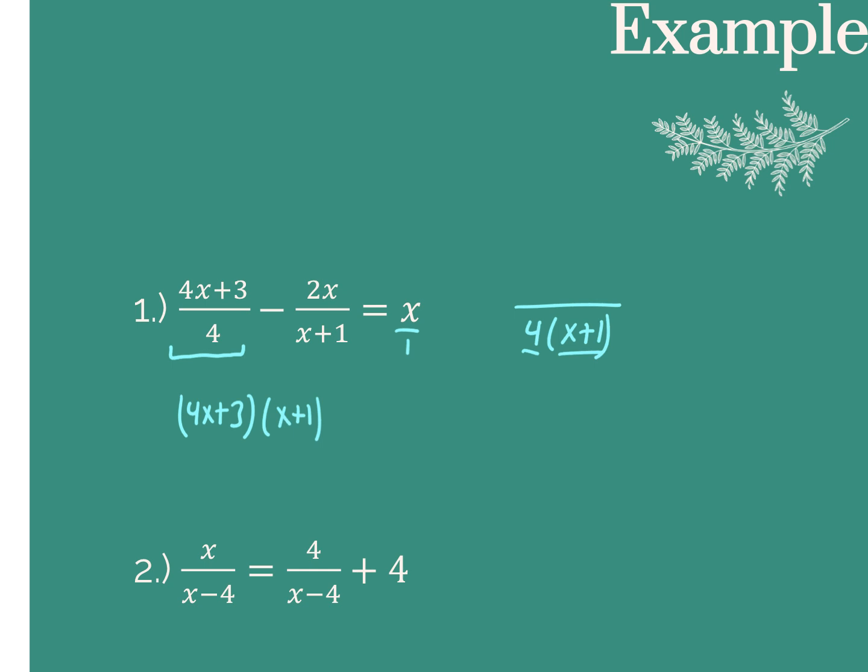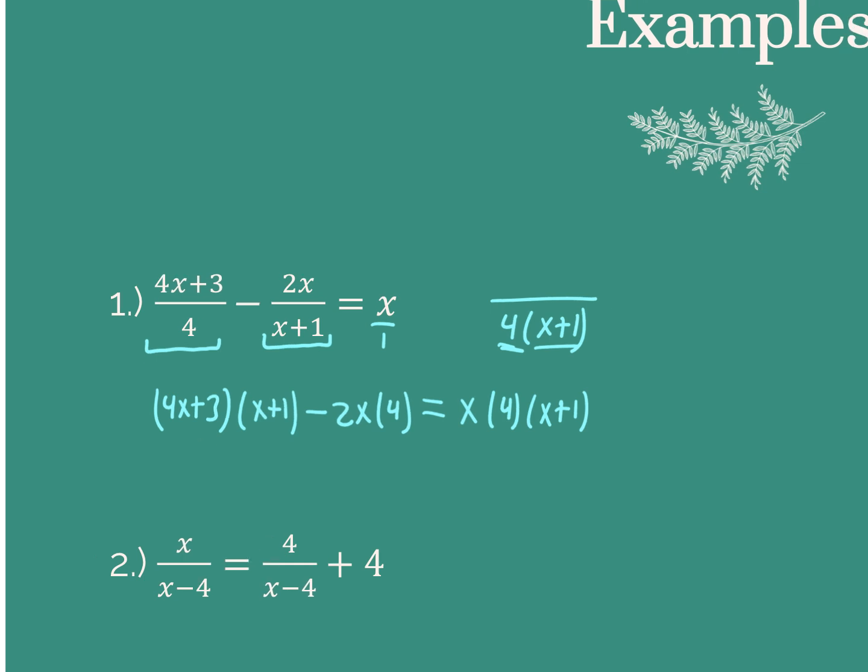I can do the exact same thing over here. This has the x plus 1, but it doesn't have the 4. So I'm going to bring everything down. It's going to be a minus 2x times the 4, equals x over 1. It doesn't have the 4 or the x plus 1, so I'm going to multiply x by 4 and the x plus 1. And then we just want to solve this equation. So let's clean it up a bit.